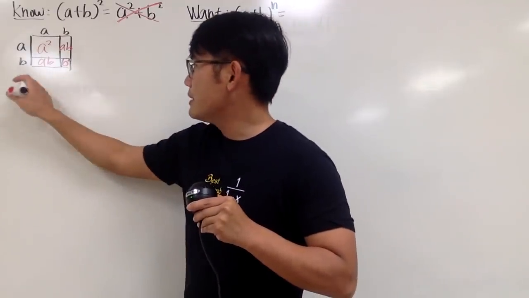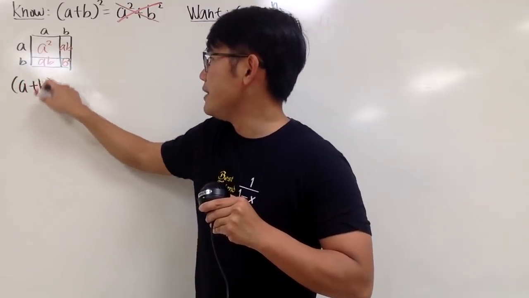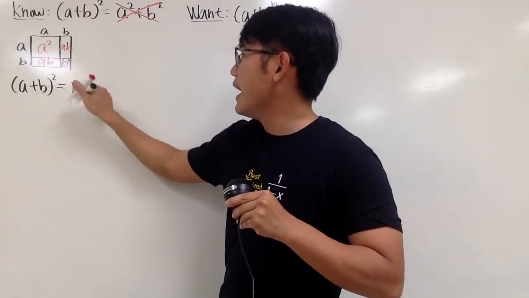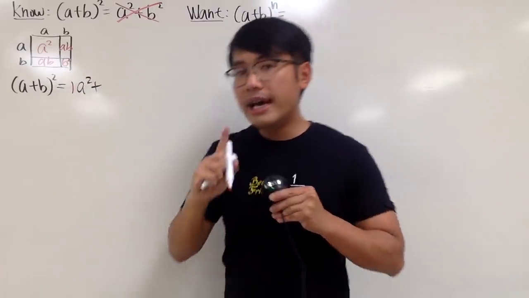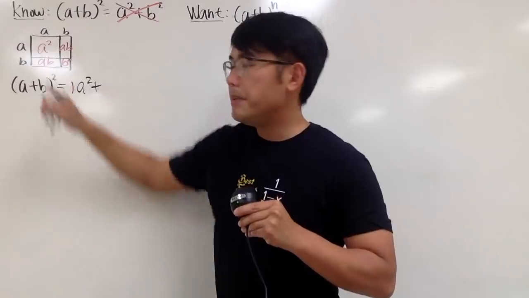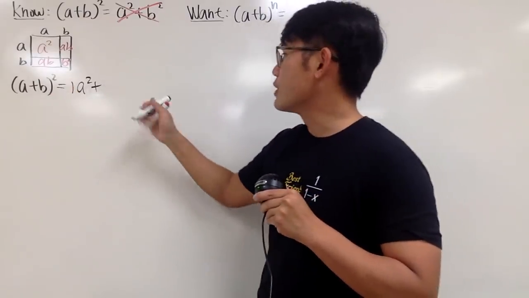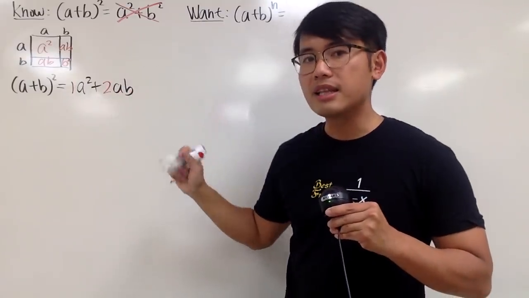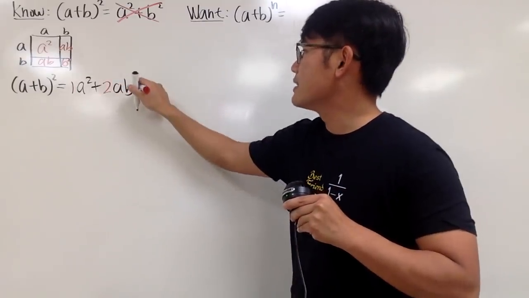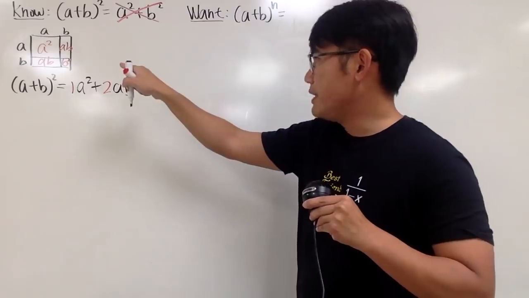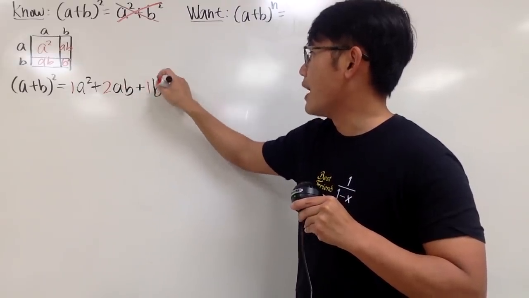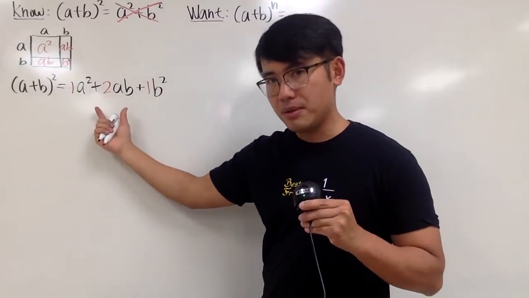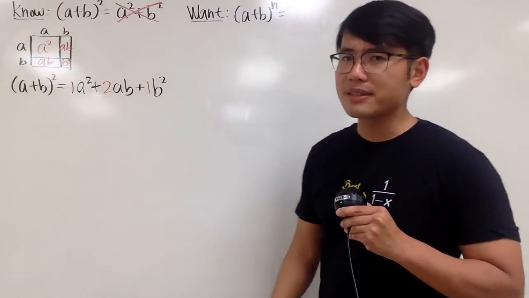So from this picture, you can see that (a plus b) squared will be, first we need 1 a squared, and we need ab, ab twice. So we have to multiply by 2 with the ab. So let me put down 2ab like this. And right here, lastly, we have the b squared, which is just one of them. So let's put down 1b squared. Earlier, we didn't have the 2ab. Therefore, this was not correct.